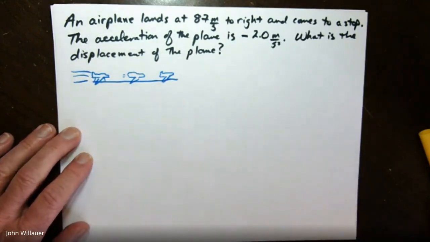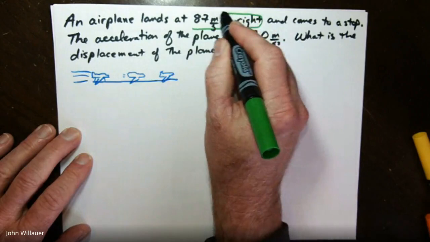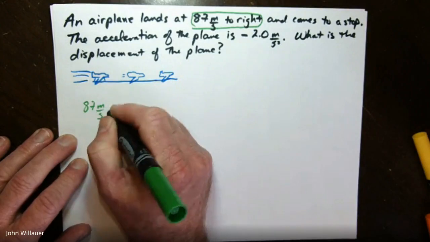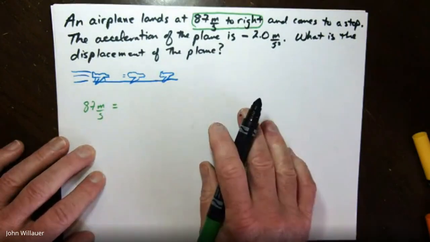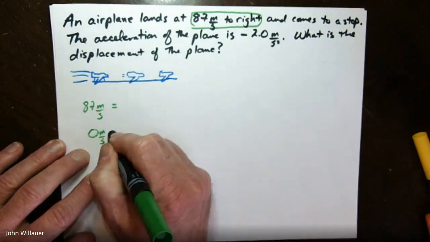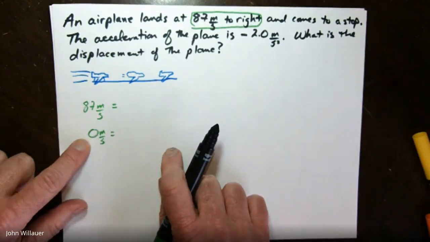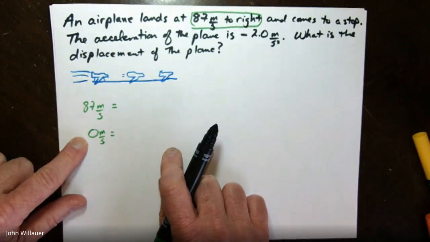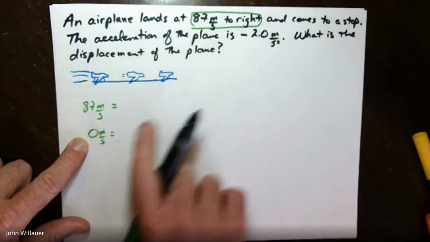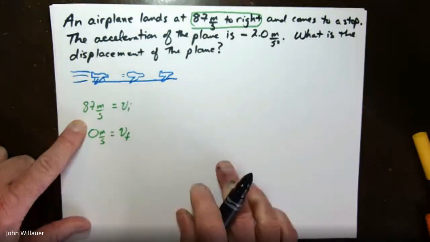So now let's go ahead and write down the things that we have. The airplane lands at 87 meters per second to the right. And comes to a stop. If I come to a stop, I am 0 meters per second. So these are both velocities. One of them has to be the initial velocity in the problem. The other has to be the final velocity in the problem. Well, when it lands, it's doing 87. And then at the very end, it's going at 0. So this must be the final velocity. This must be the initial velocity.